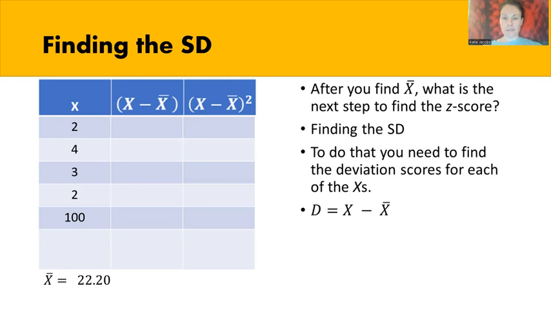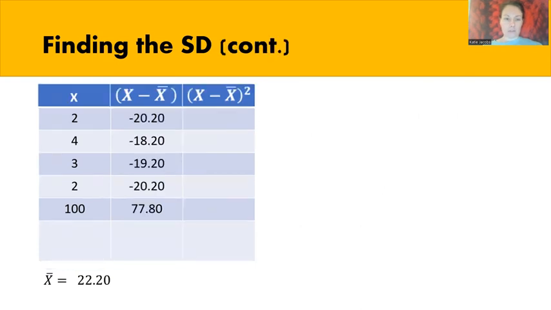We know that the symbol for deviation score is capital D, and that equals x minus x bar, and we do that for each individual x value. So here, if we wanted to find the deviation score for 2, we would take 2 minus 22.20, and that would get us a deviation score. So this is what we have here. You can see what our deviation scores are.